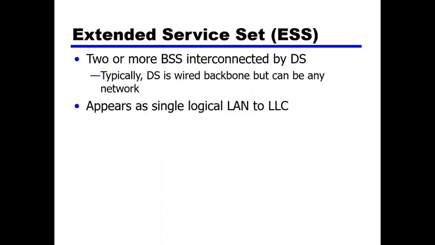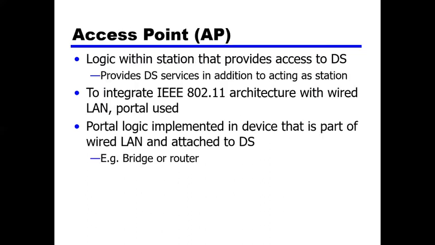Extension services say two or more BSSs interconnected by DS. Typically, DS is the wired backbone, but can be any network, appearing as a single logical LAN and LLC. Access point is a logical entity within the stations that provides DS services to the additional stations, acting to integrate the IEEE 802.11 architecture with the wired LAN, and a portal is used. Portal is logically implemented in devices that are part of the wired LAN and attached to DS. A bridge or router is used to connect the access point.